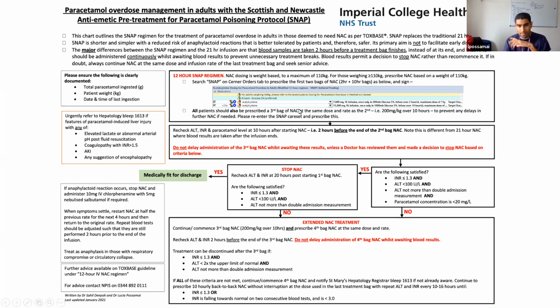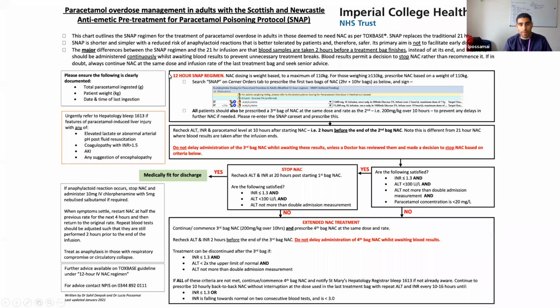Importantly, in practical terms, for a patient who comes to us with a paracetamol overdose, you should still use Toxbase to decide whether that patient qualifies for NAC treatment or not. And once they do, this guideline becomes your first port of call. We thought we'd go through it. It is very simple to use.